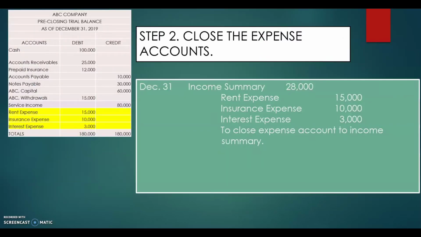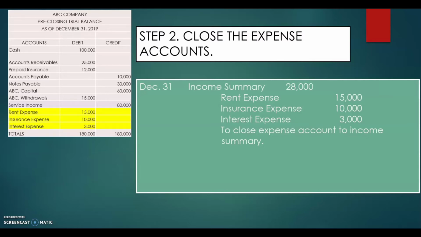Step number 2. Close the expense accounts. For ABC Company, the following expenses are depicted on its trial balance. We have rent expense 15,000, insurance expense 10,000, and interest expense 3,000. These expenses have debit balances. So to close it, we need to credit them. Our closing journal entry will be debit income summary 28,000, credit rent expense 15,000, credit insurance expense 10,000, and also we have to credit interest expense 3,000.